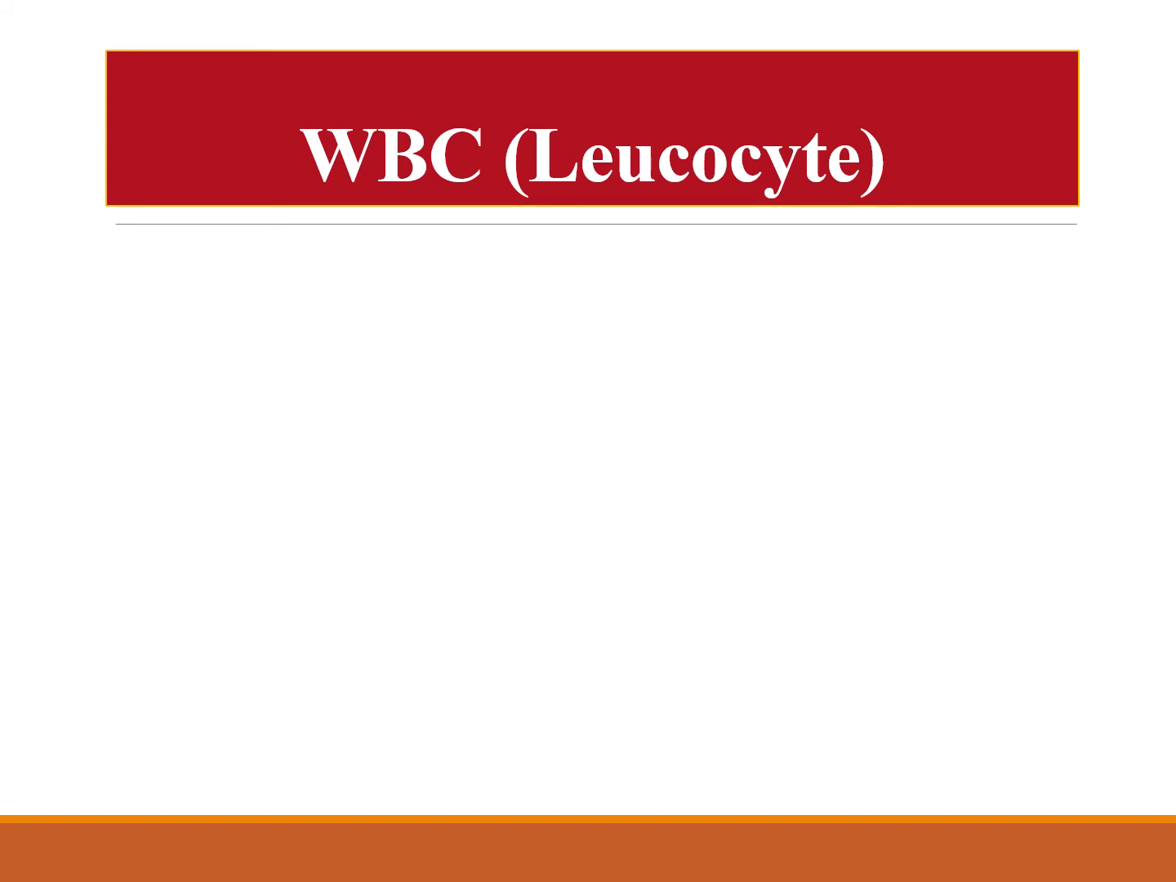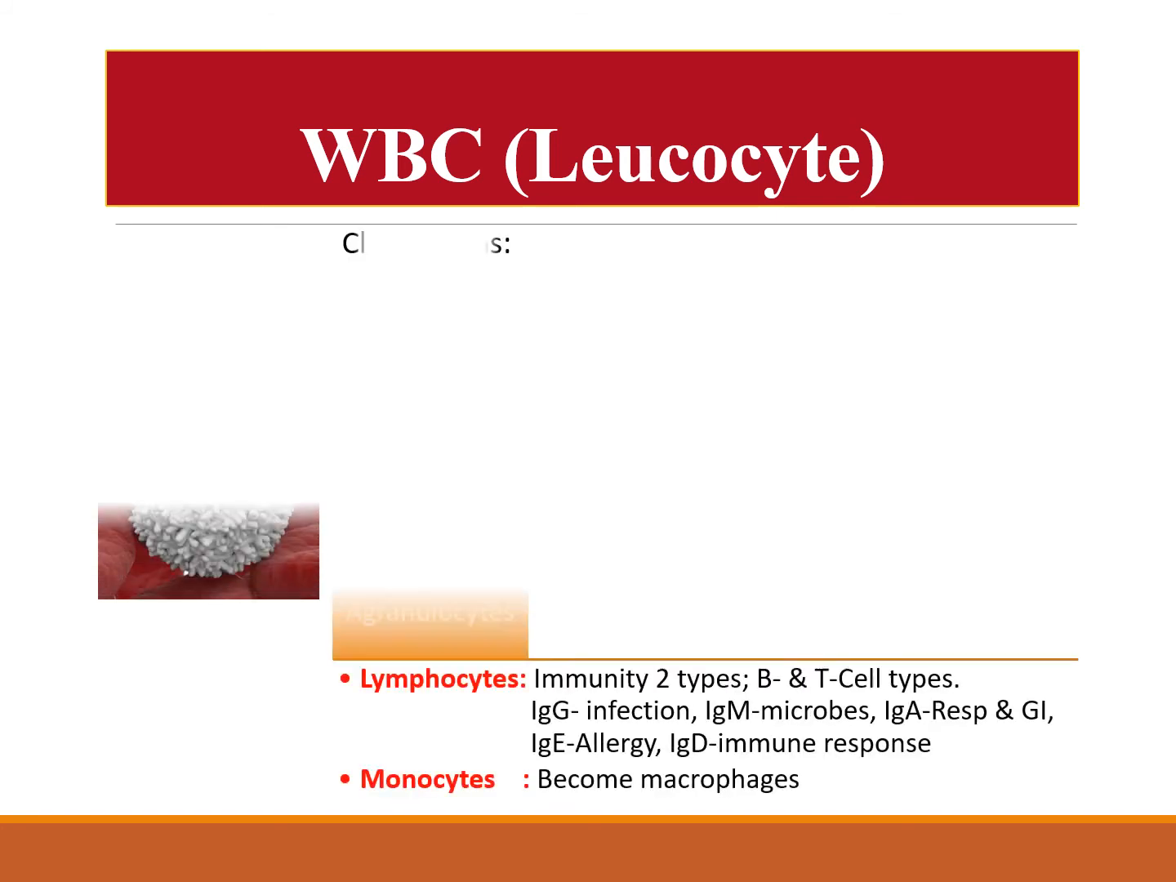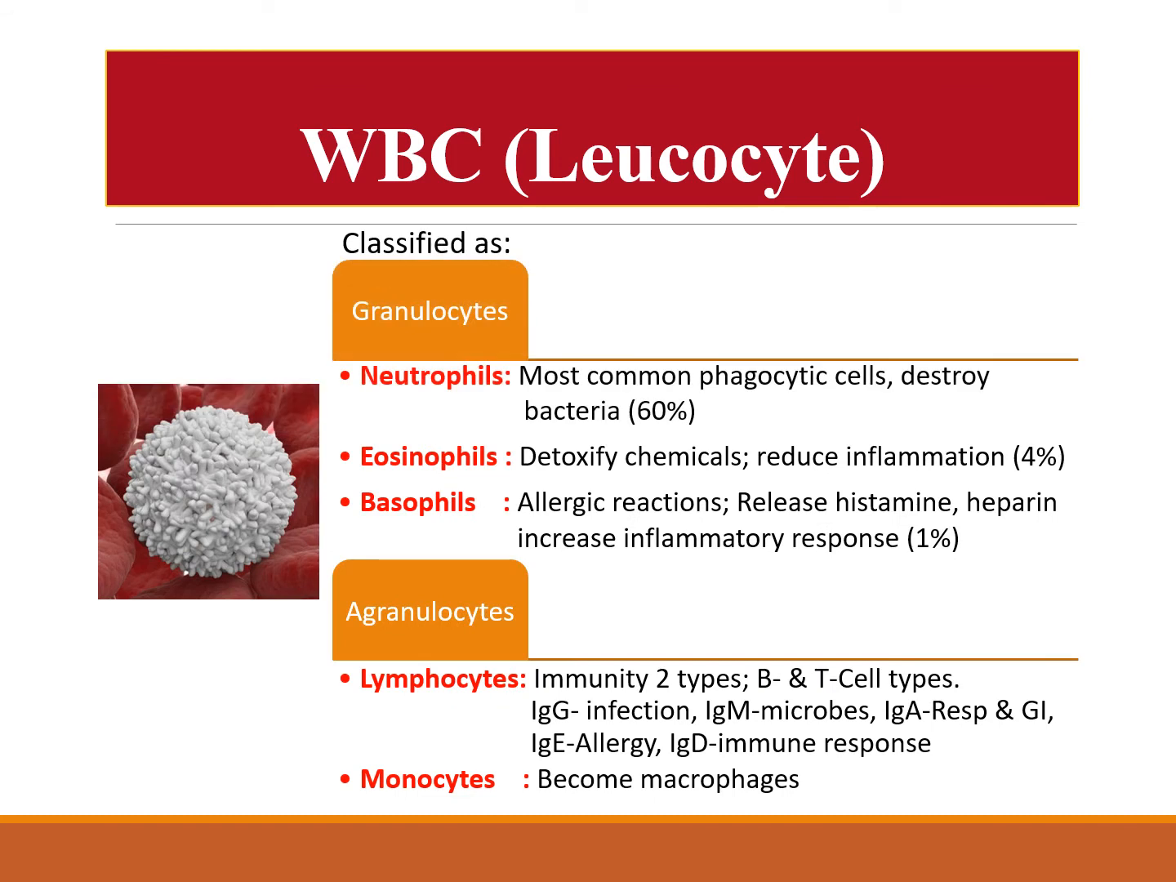Now we will study WBC. WBCs are also called leukocytes. They are classified as granulocytes and agranulocytes, as discussed earlier. Neutrophils are the most common phagocytic cells and they destroy bacteria. Eosinophils help to detoxify chemicals and reduce inflammation. Basophils help in allergic reactions and release histamine. Lymphocytes help to maintain immunity, and monocytes become macrophages.